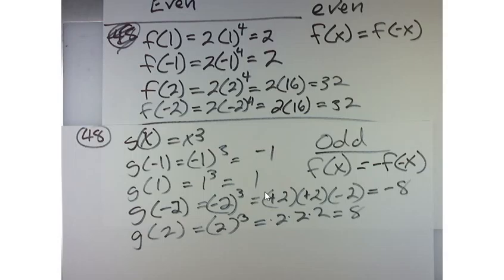So let's do 51. 51 is a neither. And 52 is a neither. All the rest of them are going to be even or odd. Wait, 51. Yeah.